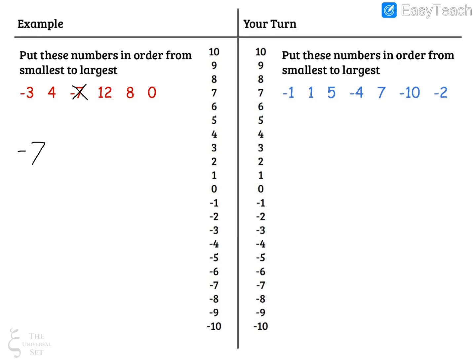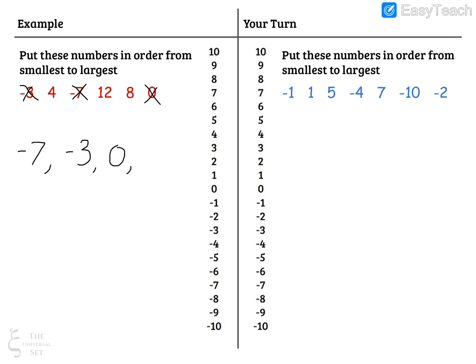So -7 comes first. What's going to come next? Well, all of these other ones are either positive or they're 0. Remember, 0 isn't negative or positive. So the one that must come next is the next negative one. It must be -3. So we've got -7, -3 is going to come next. -3, there we go. And cross it off so we know we've done that one. What's going to come next? We've got 4, 12, 8, and 0. 0 is the next one we come to on our number line, so 0 comes next. Cross that off, and we've got 0.